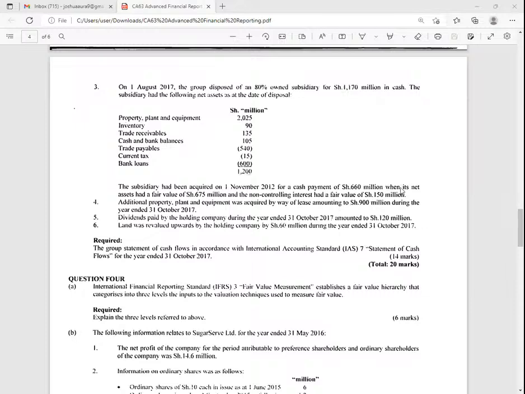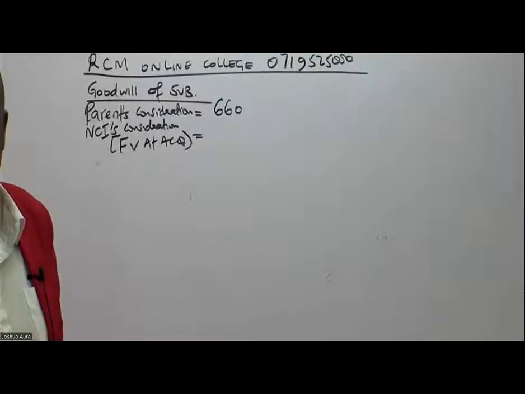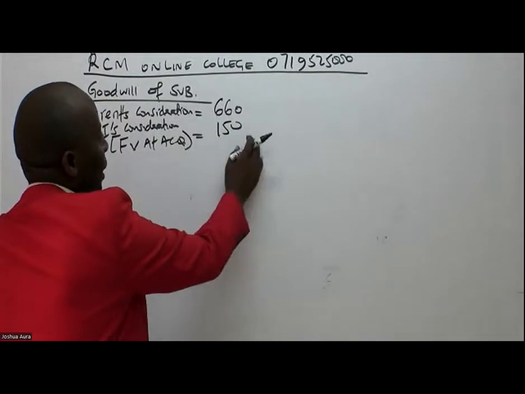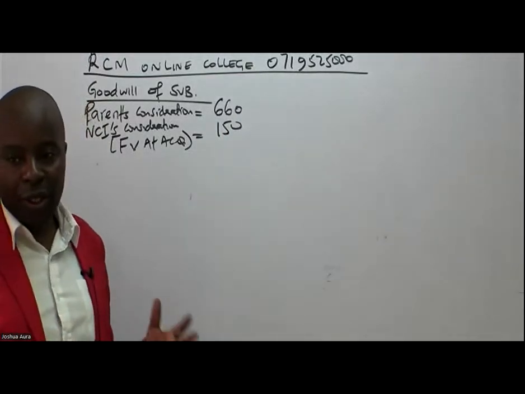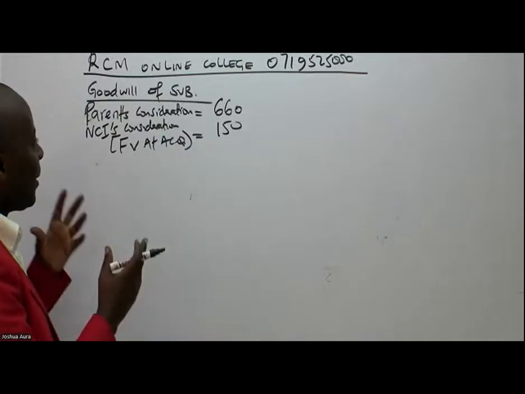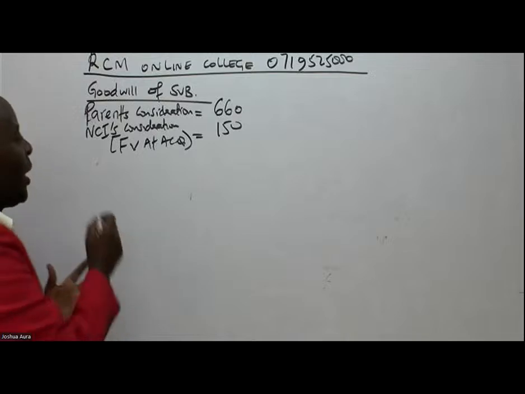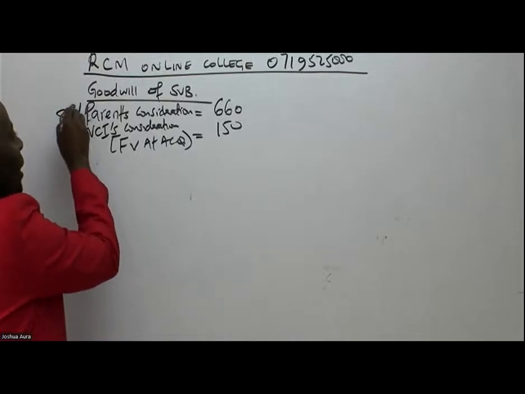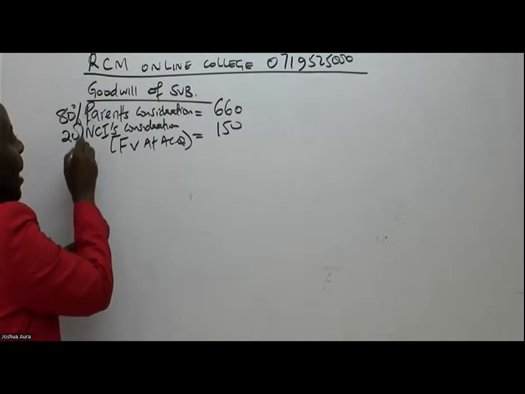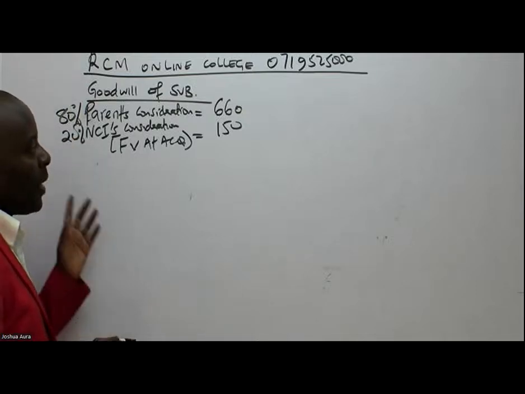So they have told us here, when its net assets are at a fair value of 67 million, and the NCI interest at a fair value of 150. NCI had a fair value of 150. So then this gives us the total consideration paid by NCI to acquire their percentage. Please don't forget that the parent's interest was 80%. And of course, the NCI must be owning the balance, which is 20%.